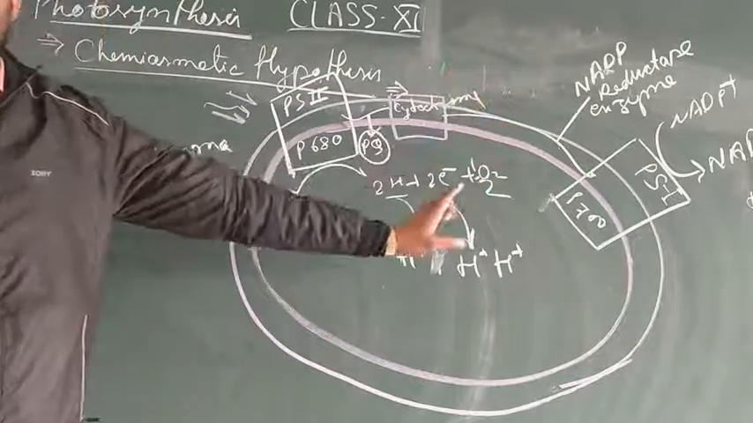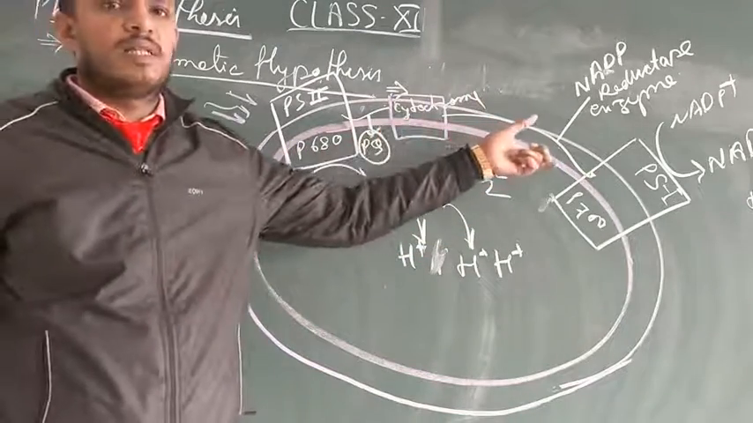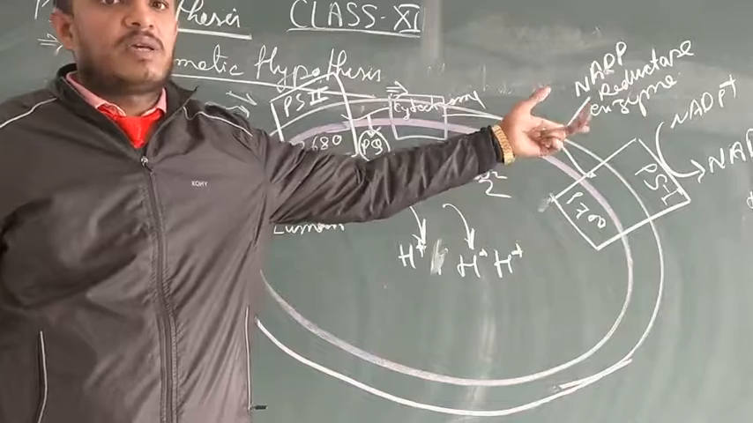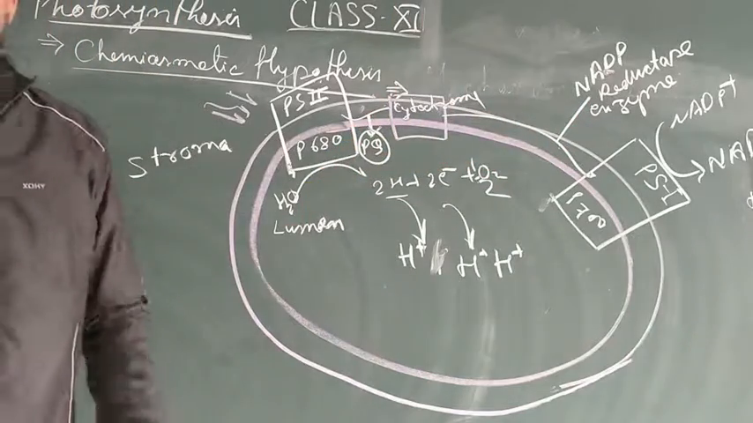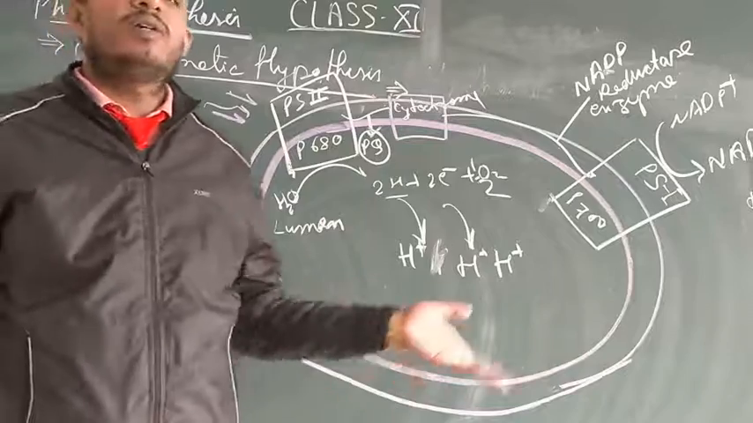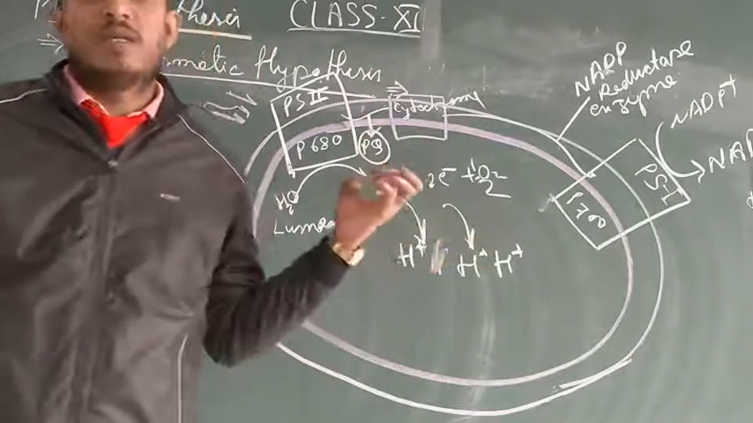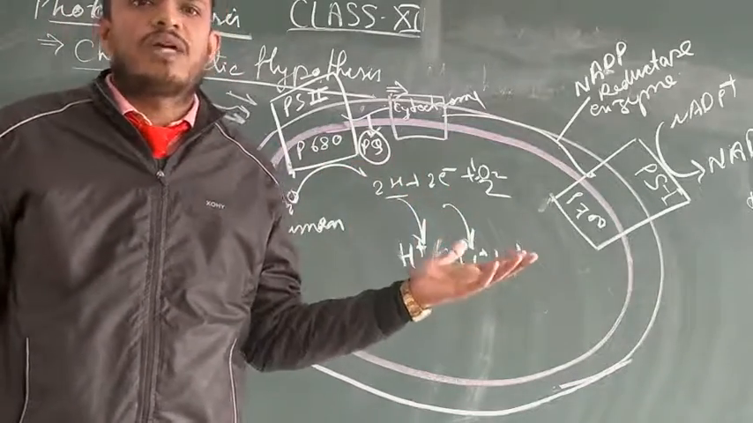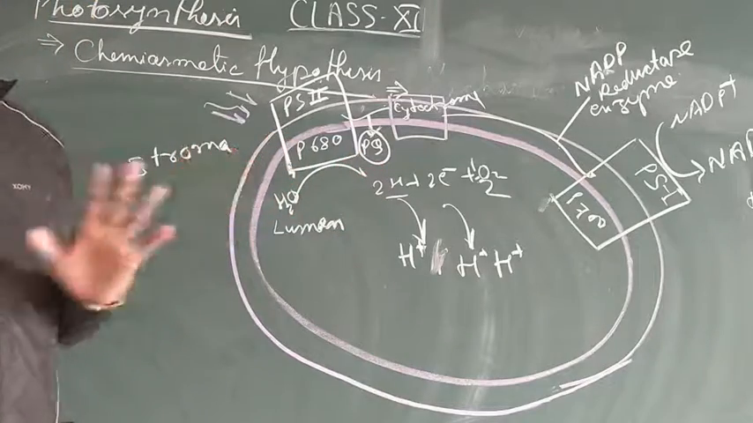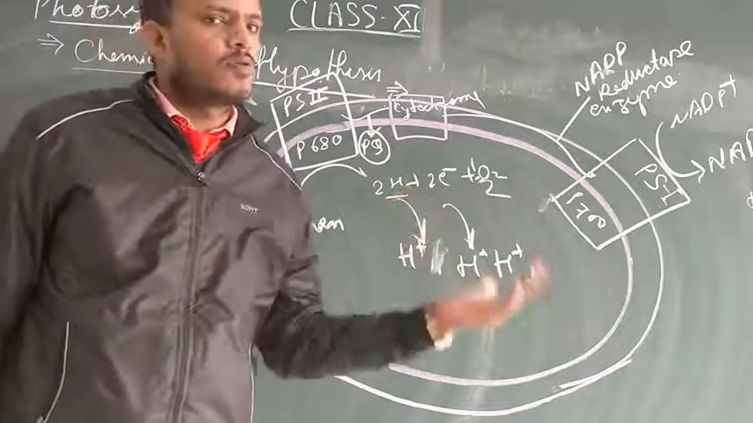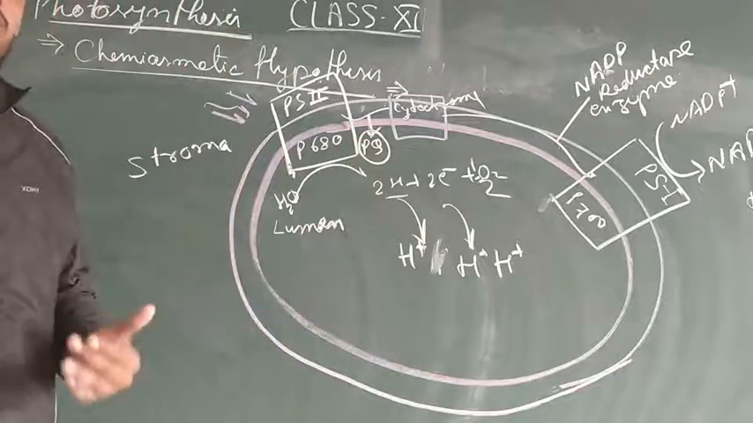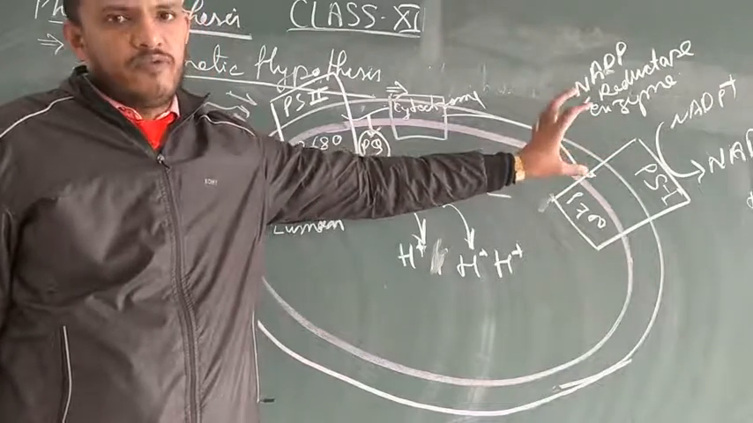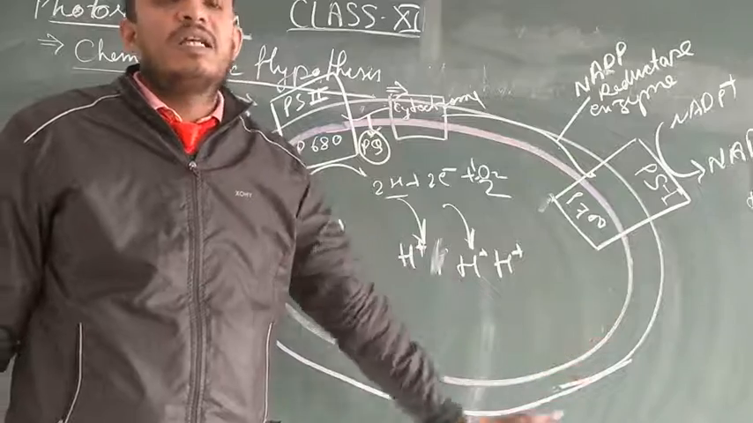Due to the enzyme NADP reductase, which is present in the membrane facing the stroma, NADPH is formed on the stroma side. The NADPH formed is not stored; it is immediately consumed for the reduction of carbon dioxide to glucose during photosynthesis. During that conversion, the energy required is obtained from the NADPH. So NADPH is formed and immediately consumed.